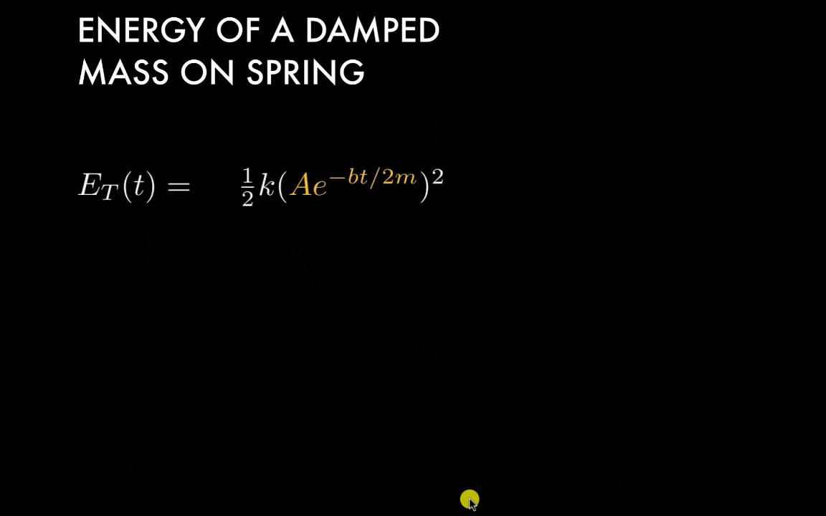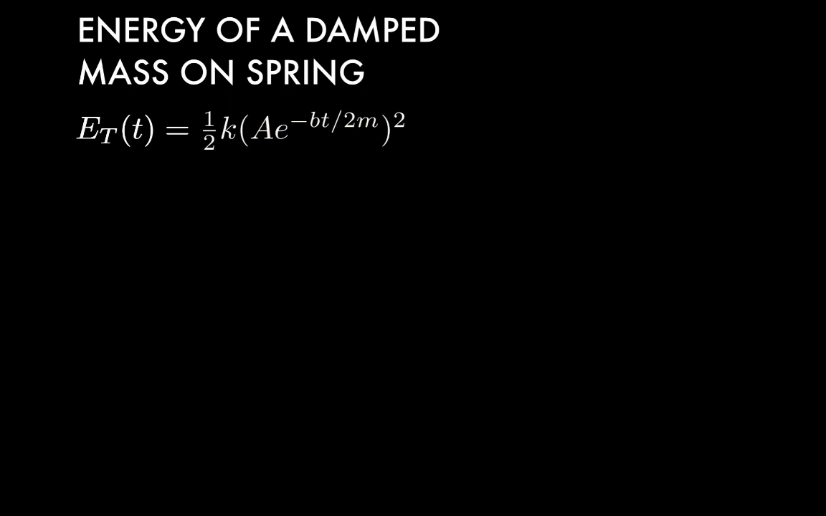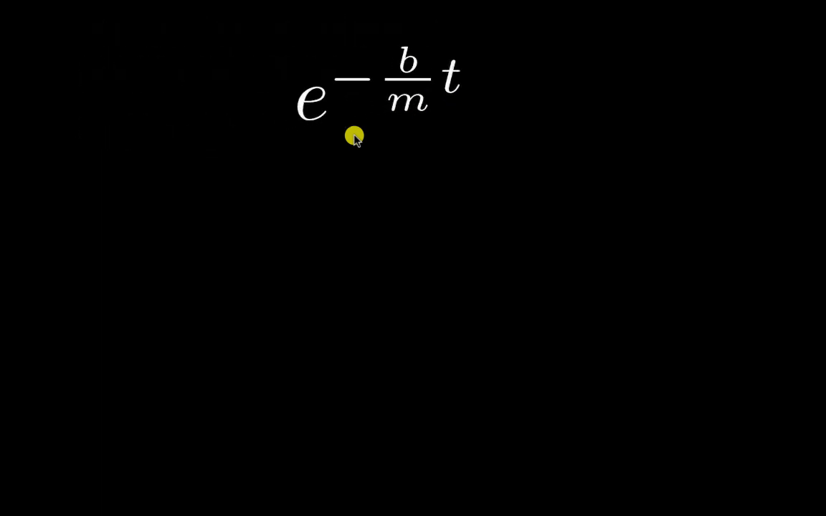And we're going to do a little more analysis on this equation. The first thing we want to do is distribute this squared in here. So we're going to get 1/2 k A squared times e to the minus 2bt over 2m. And we'll note that the 2's cancel here in this case. And now we can rearrange our terms a little bit. And we want to analyze this a little bit more. So out in front, we have 1/2 k A squared. These are all constants. And this is the piece that changes in time and causes our energy to decrease in time. So I want to evaluate that a little bit more.